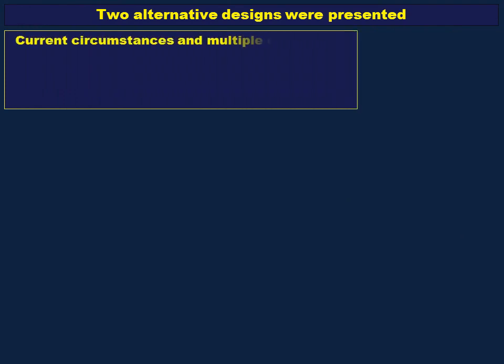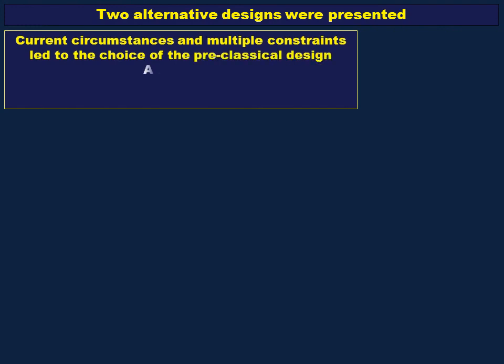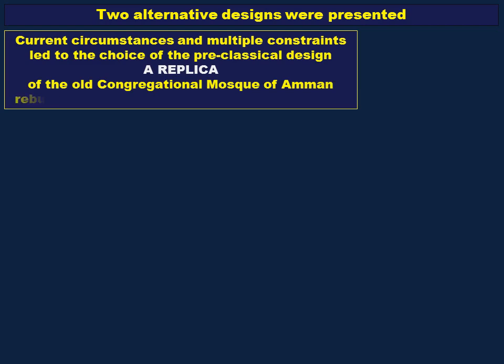Current circumstances and multiple constraints led to the choice of the pre-classical design, a replica of the old Congregational Mosque of Amman rebuilt by the Mamluk Emir Sarghatmush in 1356.